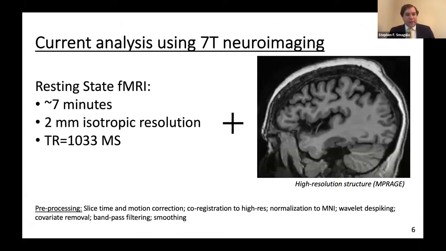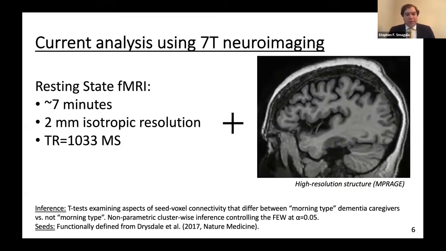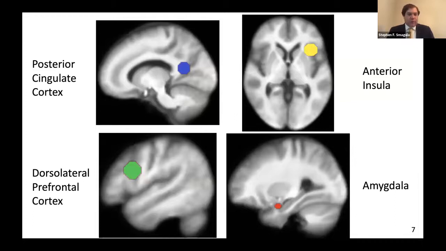We used 7T MRI and a resting state scan with high temporal resolution to ask this question of how the resting state connectivity of key regions linked with depression differs between morning type and non-morning type caregivers. Our seeds were chosen based on a prior large-scale analysis by Drysdale and Liston, here. And note that these images are blurry because this is the actual average brain in my sample of caregivers, not a template or a single subject.